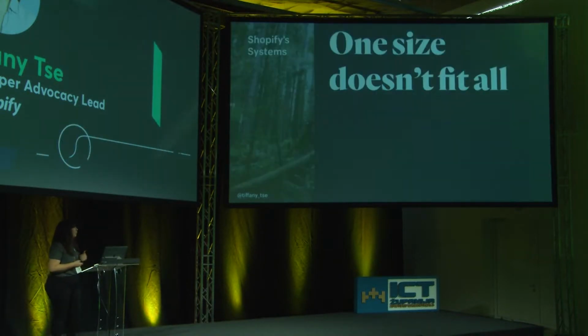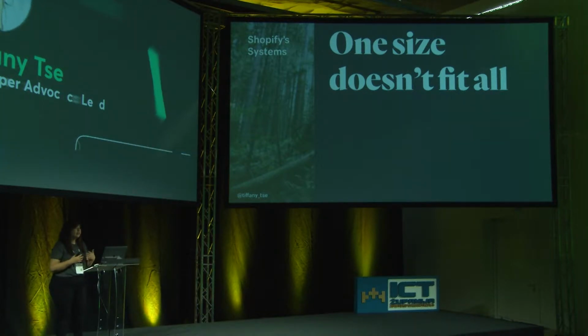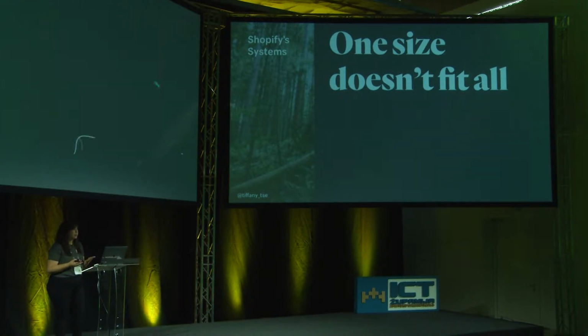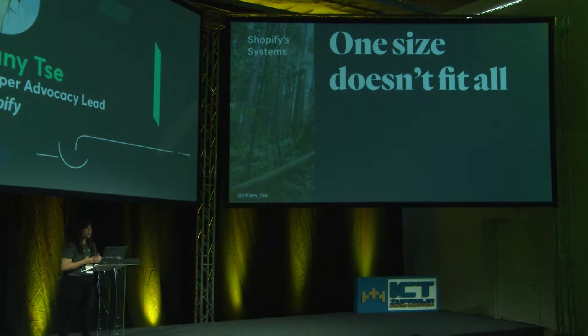But one of the things that I want to stress is one size doesn't fit all, right? I said earlier that we have over 3,000 repositories on GitHub, and obviously not all of those repositories are fully fledged Rails apps that are public-facing, but we have a lot of systems at Shopify that have helped us quickly scale.